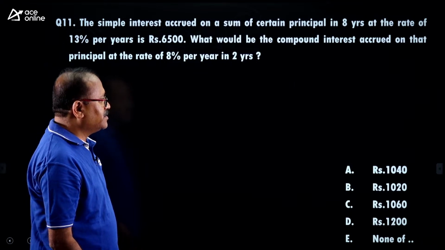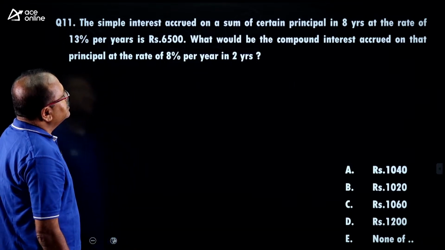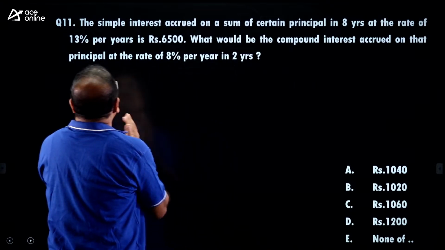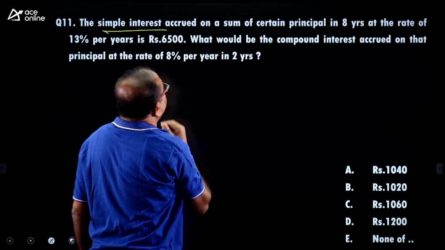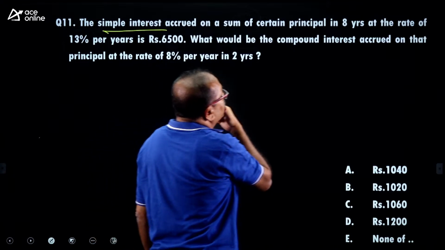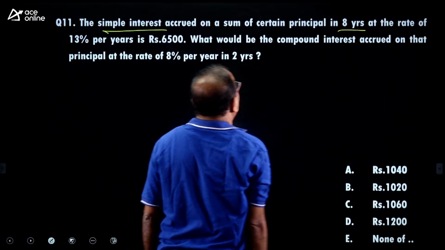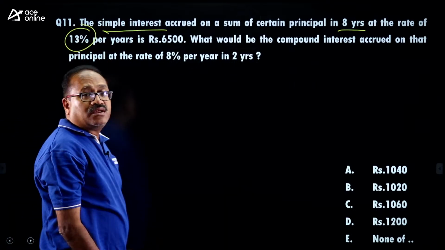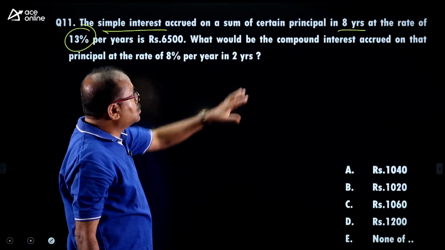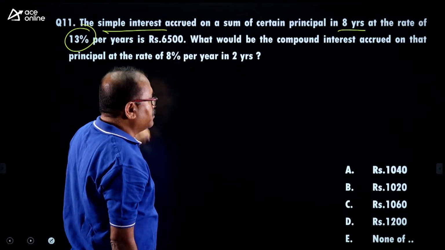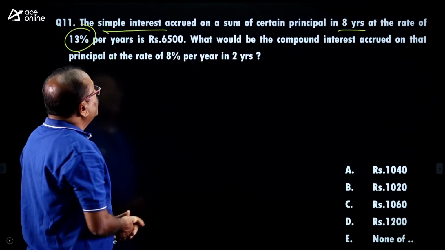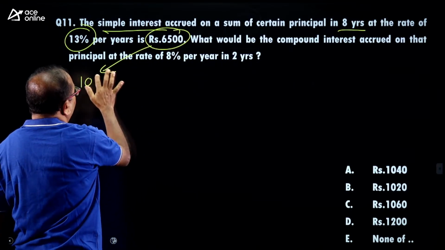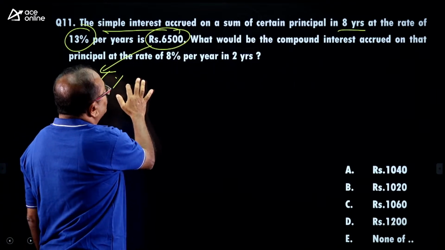And here it is. Seems to be interesting. Let me read down the question. The simple interest accrued on a sum of certain principal at 8% per annum at the rate of 13%. So 13 into 8, 104. So this value is 104%, which is already known to us.